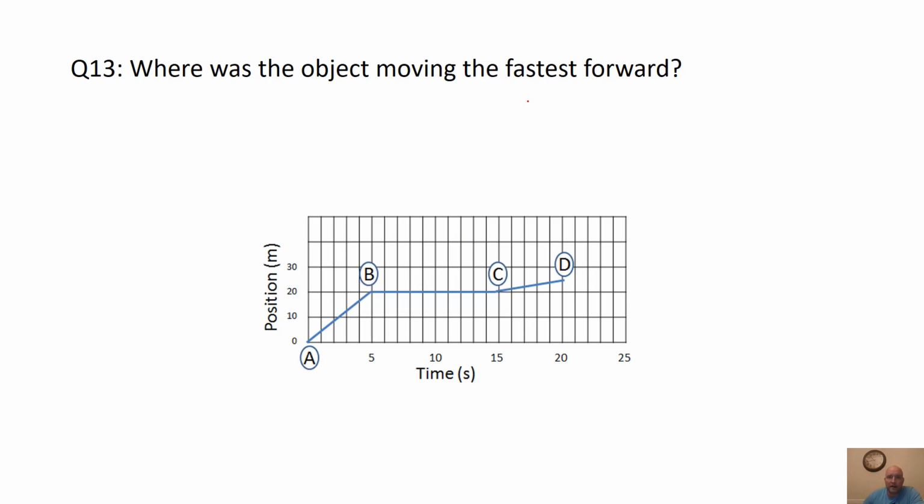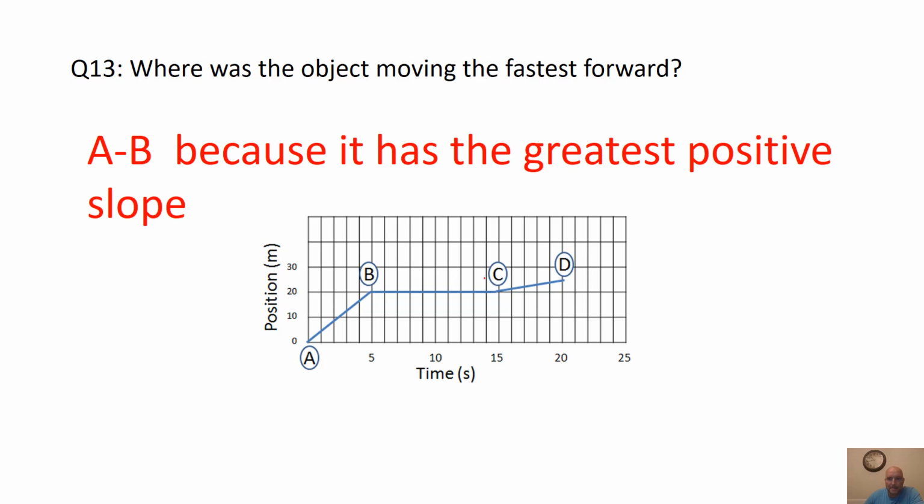Where was the object moving the fastest? Okay, so now you have to remember that slope is the velocity. And if you take a look right here versus right here, the slope's a lot greater here. So it's going to be this AB interval. BC is going to be no slope, so they were at rest. So greatest positive slope in this case. Fastest forward.